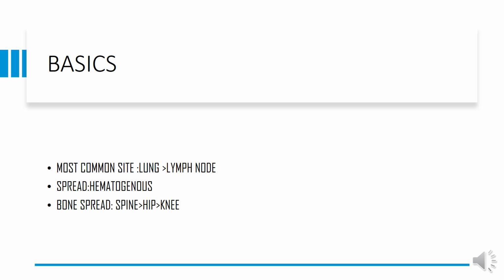So the basics of tuberculosis: the most common site affected is lung followed by lymph node. The type of spread is hematogenous. For bone spread, the most common site is spine followed by hip and followed by knee, SHK.